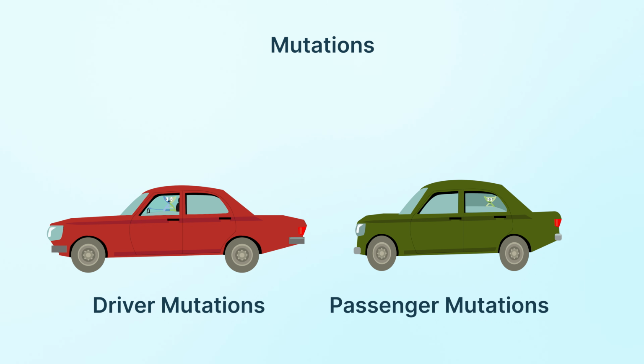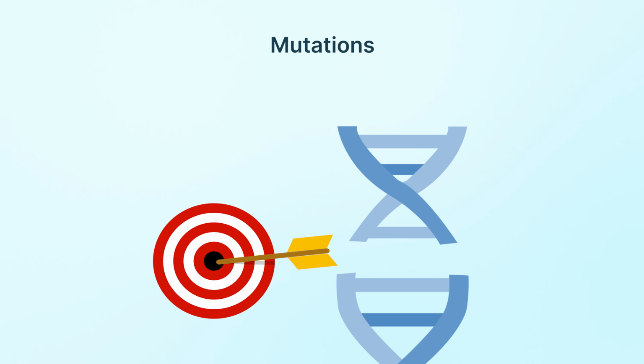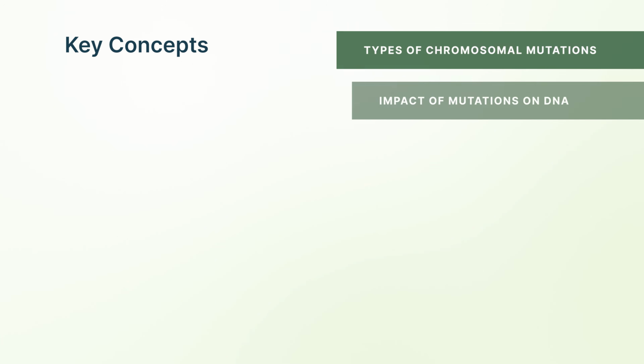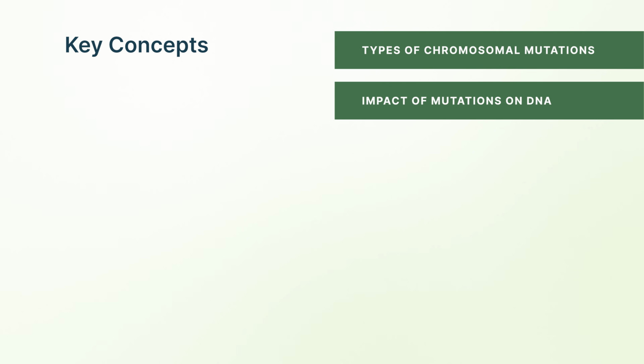In previous Health Tree University lessons, we explored how gene mutations are classified. Now, let's zoom out and focus on the bigger picture, the chromosome. In this lesson, we'll dive into the different types of chromosomal mutations and how they can impact our DNA. Get ready to unravel the next layer of genetic changes.